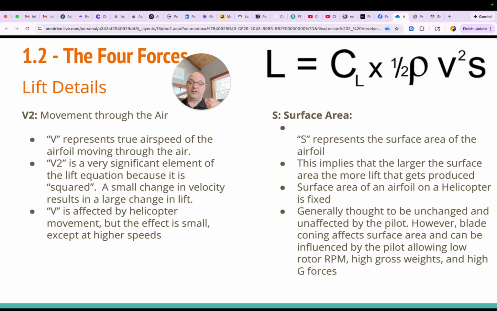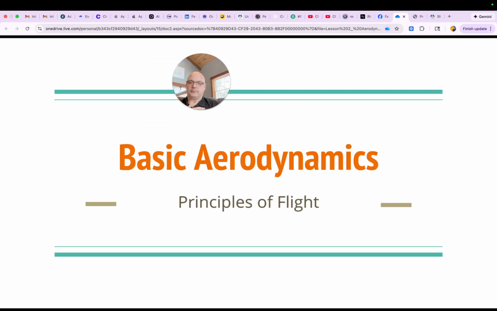However, the blade coning affects surface area and can be influenced by the pilot, allowing for low rotor RPM, high gross weights, and high G-forces. So that's something, again, I would recommend you go to a YouTube clip. You can actually see the coning of the blades that takes place, right? And we have seen too that if it is too great, that can cause an aircraft to fail as well. More about that in the next session.